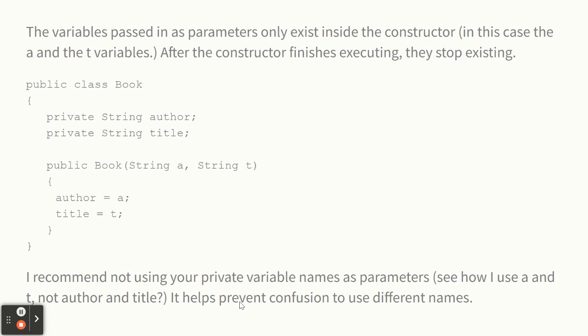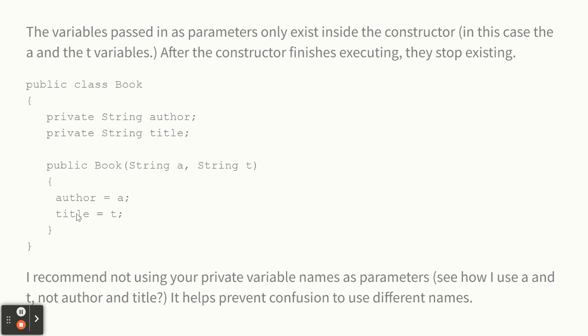This is important. Variables passed in as parameters only exist inside the constructor right when it runs. So in this case, I'm talking about the A and the T. So if we did public Book and then you sent over an A for author and a T for title, these variables A and T cease to exist as soon as this code runs. Then they're gone. And I recommend not using your private variable names as the parameters. See how I use A for author and T for title? It can help prevent confusion.